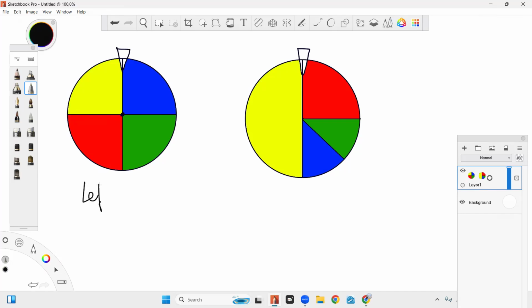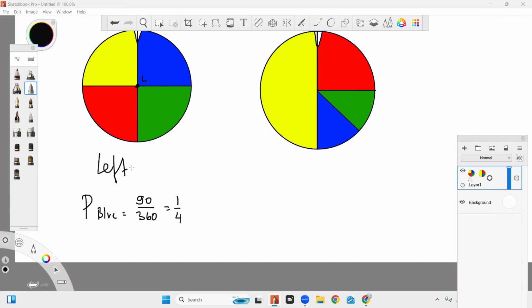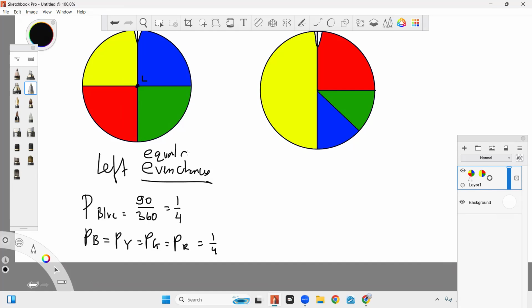Left side, right? Why? Because the probability of getting blue is 90° out of the total, right? So that is 1/4 or 25%. The same way for yellow, red, and green. So P(blue) equals P(yellow) equals P(green) equals P(red), which is 1/4. This is called even chances. Or we can say equal chance. That's a better way.